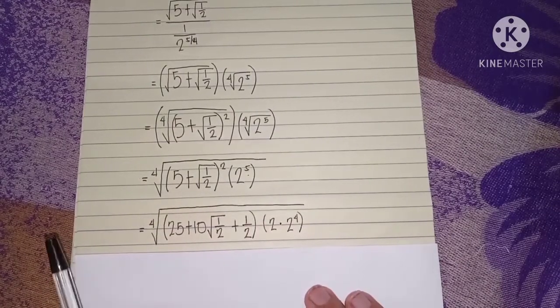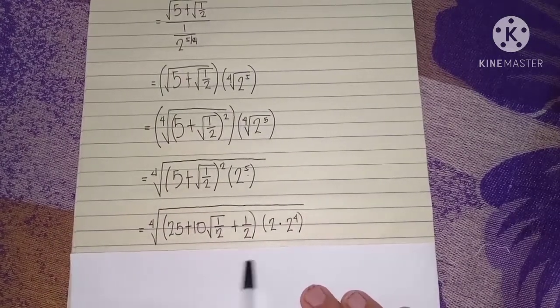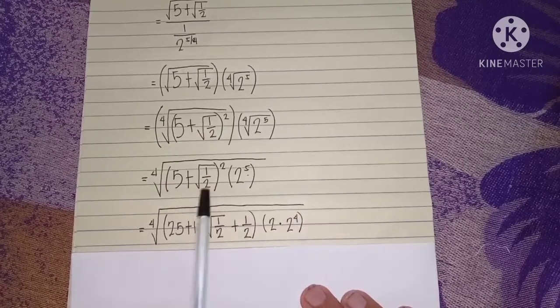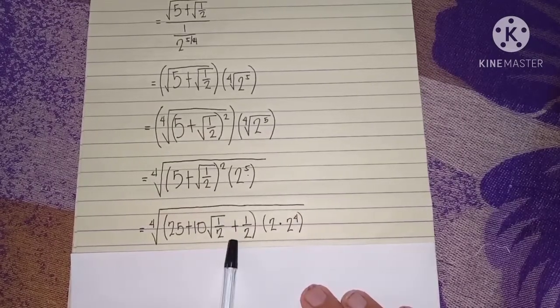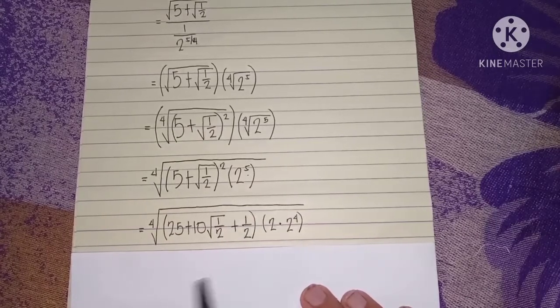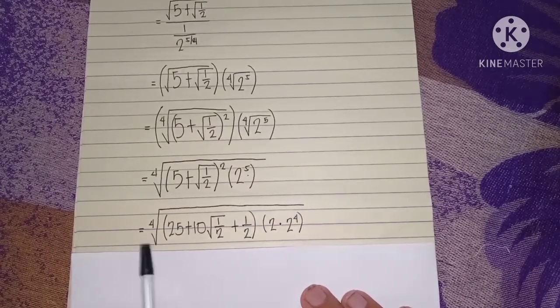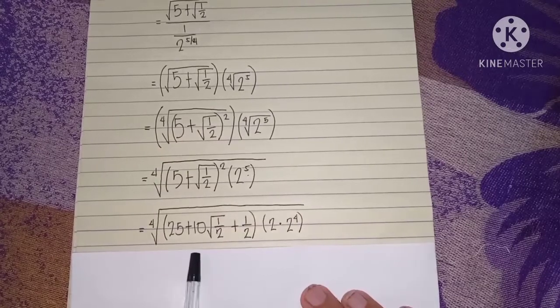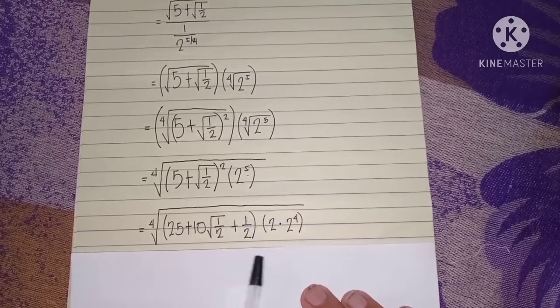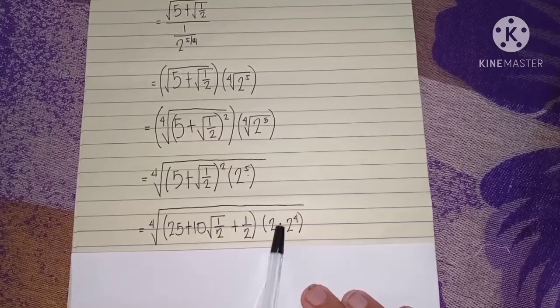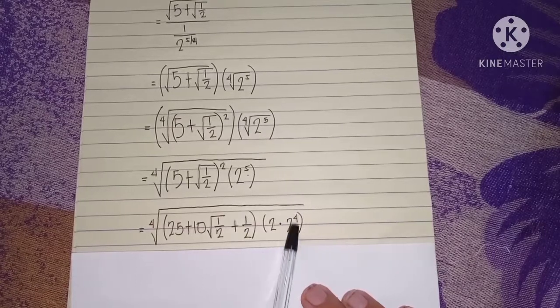We're trying to simplify the forms. As we all know, the square of the binomial is a squared plus 2ab plus b squared. So here's the result: 25 plus 10 square root of 1/2 plus 1/2. And then the other one is 2 times 2 raised to the power of 4.